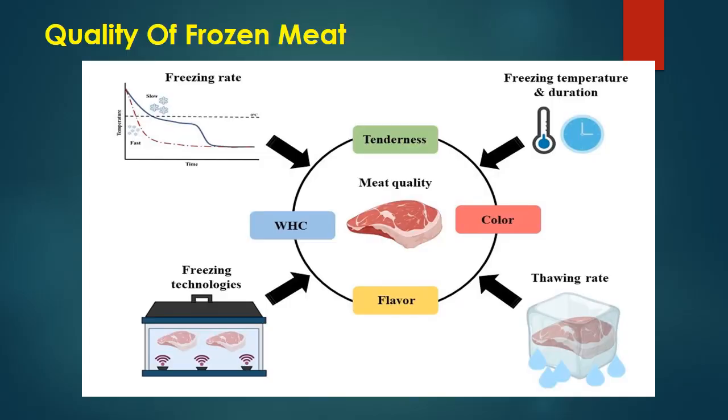Here briefly we will see about the quality of frozen meat. So for frozen meat, again the quality depends on color, flavor, water holding capacity and tenderness, and they are influenced by freezing rate, the freezing temperature, what temperature the meat is stored at during frozen storage, then thawing rate, and the freezing technologies, what kind of technology is used for freezing, that is slow freezing and fast freezing with different techniques, like plate freezing or cryogenic freezing. So these things are also very important in meat quality, particularly in the case of frozen meat.